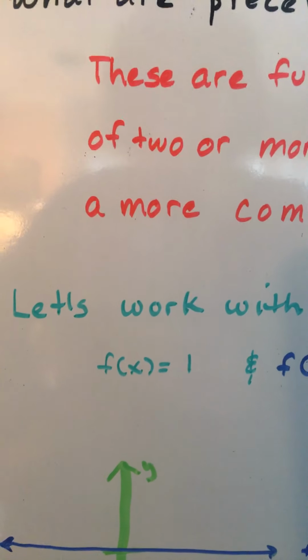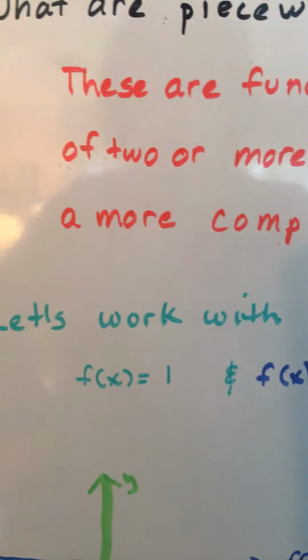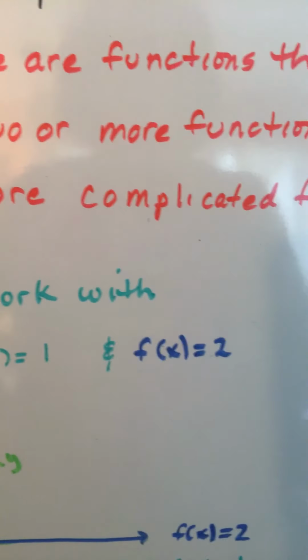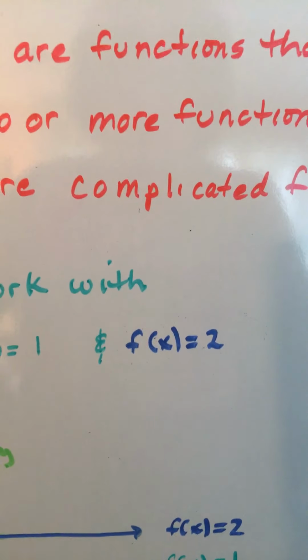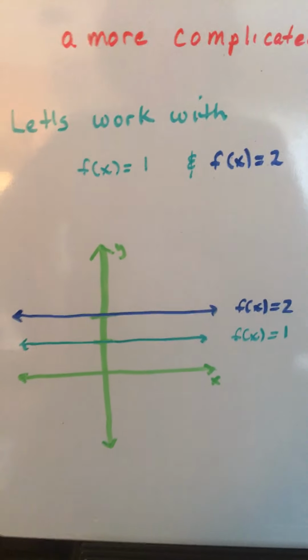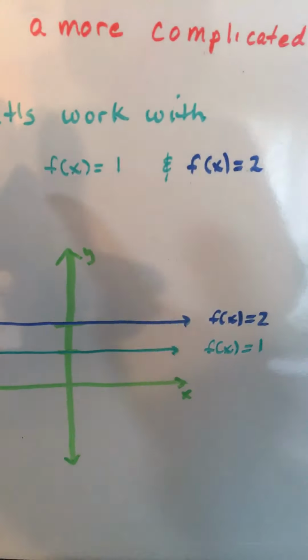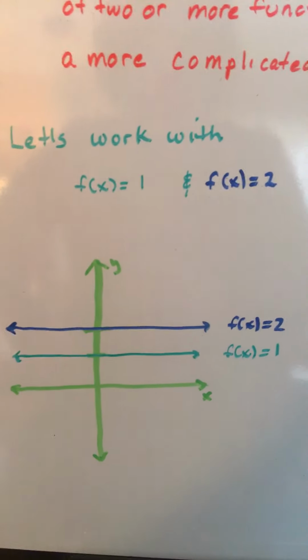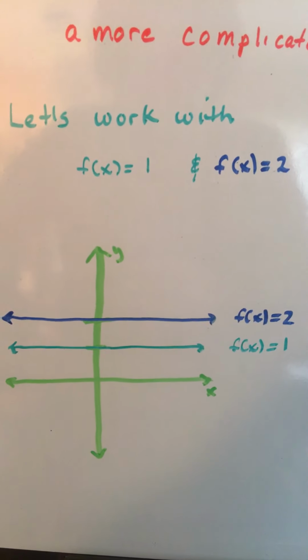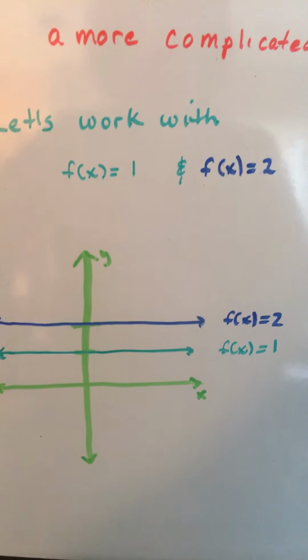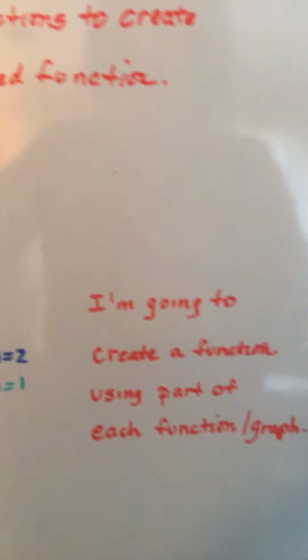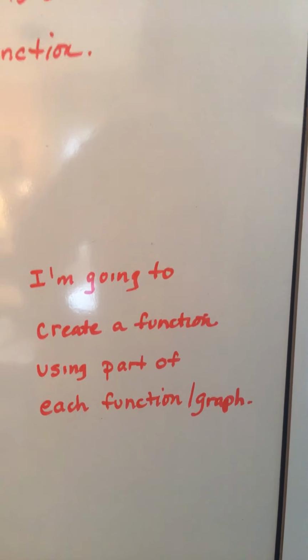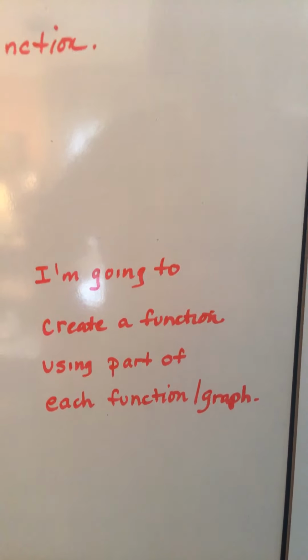I'm going to graph y equals 1, which is also f of x equals 1, and y equals 2, which is also f of x equals 2. So I've plotted these, and of course it's not a function because it fails the vertical line test. And so we know this is just two functions graphed on the same graph. What I'm going to do is create another function using part of each function or graph.